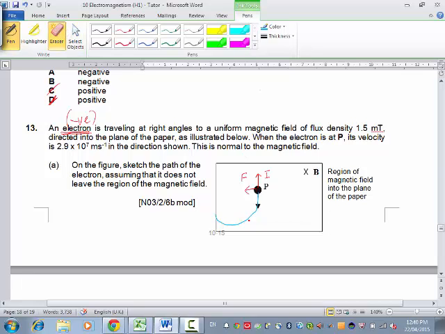Sorry, I draw again. Maybe something like that. Anything curved downward is fine. Then you curve down. Can? Like that. Is this okay with you?